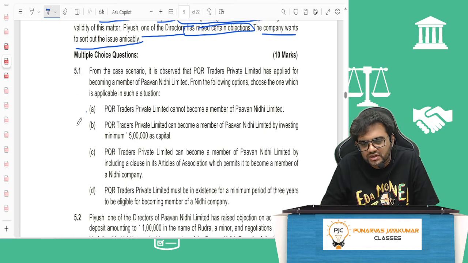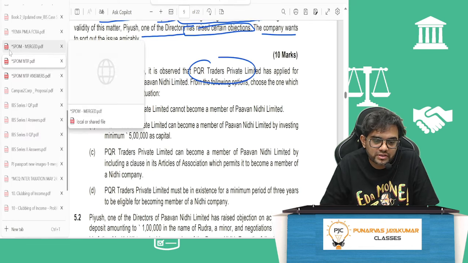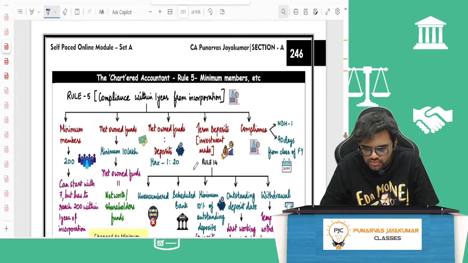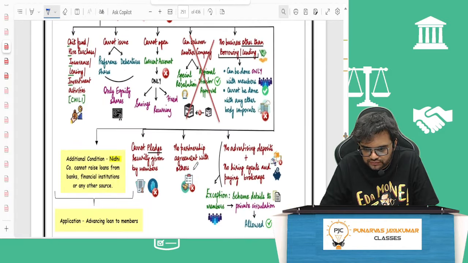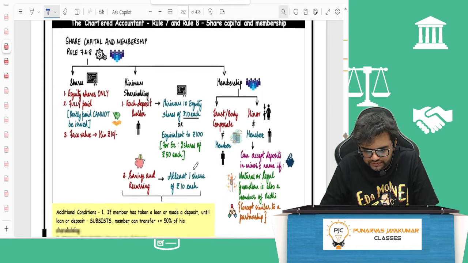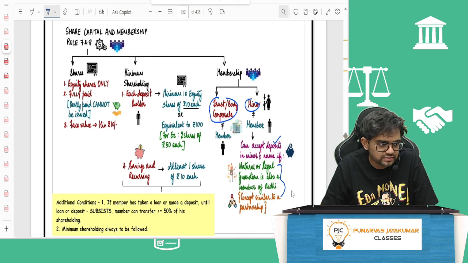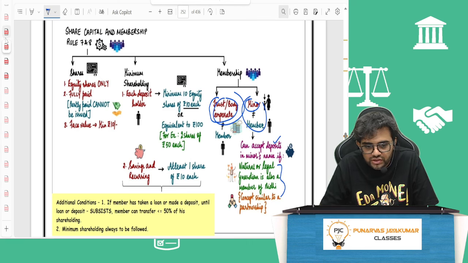Very easy, guys. We'll see the chart and we'll close it. First of all, PQR Traders has applied. Can a body corporate become a member? Open our SPOM material, come to page 246 to 47. Trust or body corporate cannot become a member. Minor cannot become a member, but you can accept deposits in minor's name if there is a legal guardian. So Rudra had a legal guardian, but he cannot become a member in both the cases. First of all, company cannot become a member. Minor also, Rudra also cannot become a member.